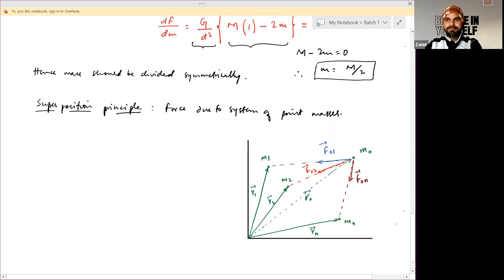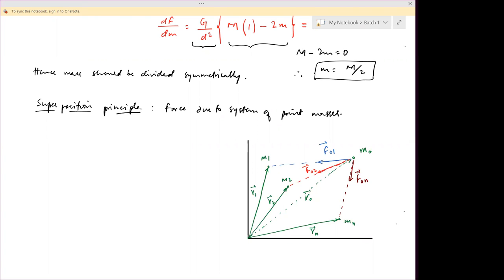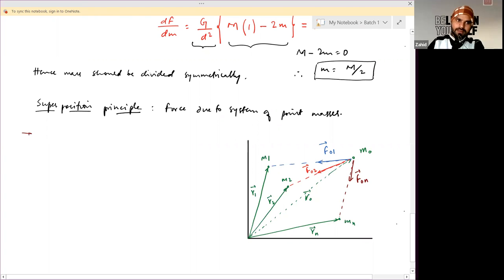Is it clear, Hamza? Yes, sir. So according to this principle, the first statement is that the force between any 2-point masses, such as F01, F02, F0n, will be independent of each other. It means if there is interaction between 1 and 0, then F01 will be unaffected by F02, F0n, and so on.